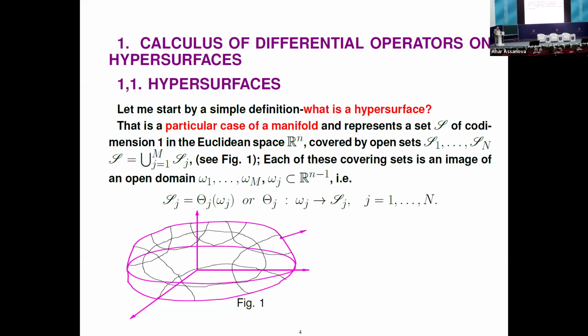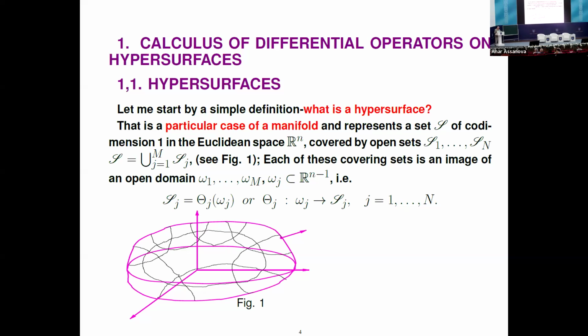And the exact definition is such that we have a set in Rn, depicted here as the surface, and this set is covered by small subsets. Each of these small subsets is mapped onto a domain in Rn-1, an n-1 dimensional domain.